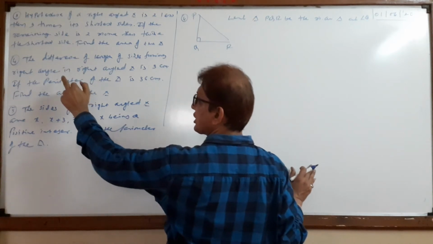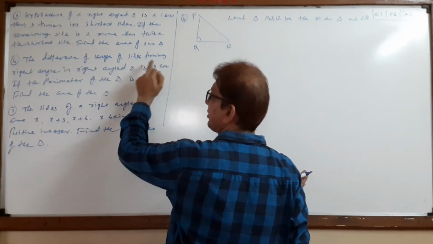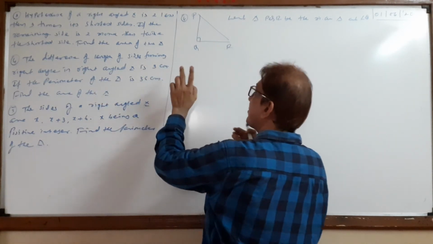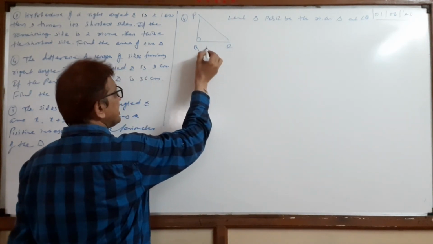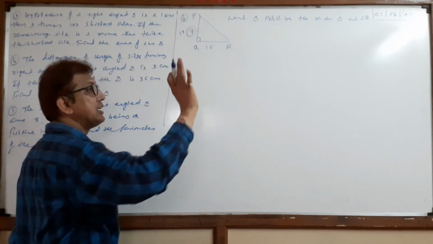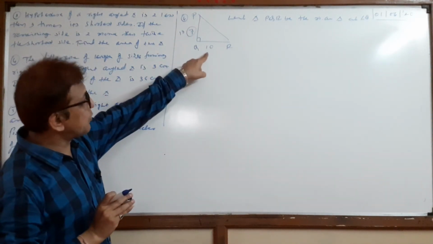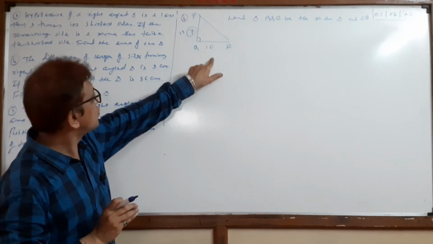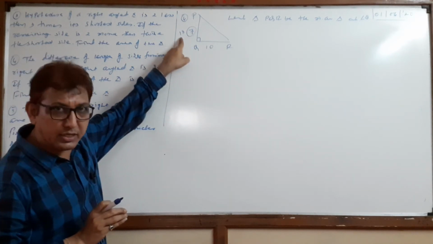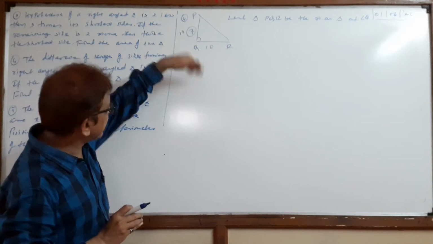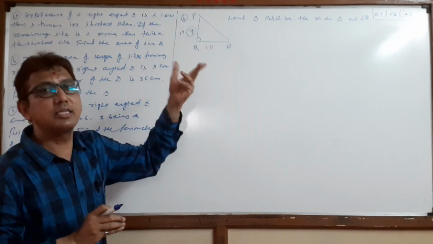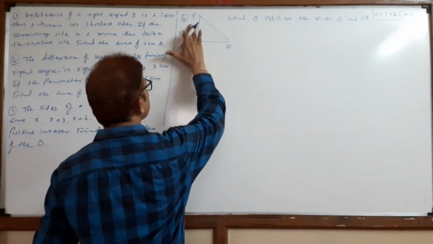Now again repeat the question. The difference of the length of the sides forming the right angle in a right angle triangle is 3 centimeter. That means suppose this side is 10 centimeter, so this side may be 7, or you can write 13 also. If you suppose here 10, so this side is 7, that means 3 smaller. Otherwise you can suppose 13 also, that means 3 greater. Clear?